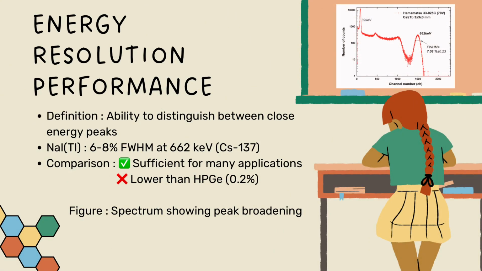Then we move to the energy resolution performance. Energy resolution refers to the detector ability to separate closely spaced energy peaks. For NaI(Tl), the typical energy resolution is about 6 to 8% FWHM at 662 keV using a Cs-137 source. While this is lower than HPGe detector, which have excellent resolution, NaI(Tl) resolution is still sufficient for many practical applications, especially where high efficiency and portability are more important.